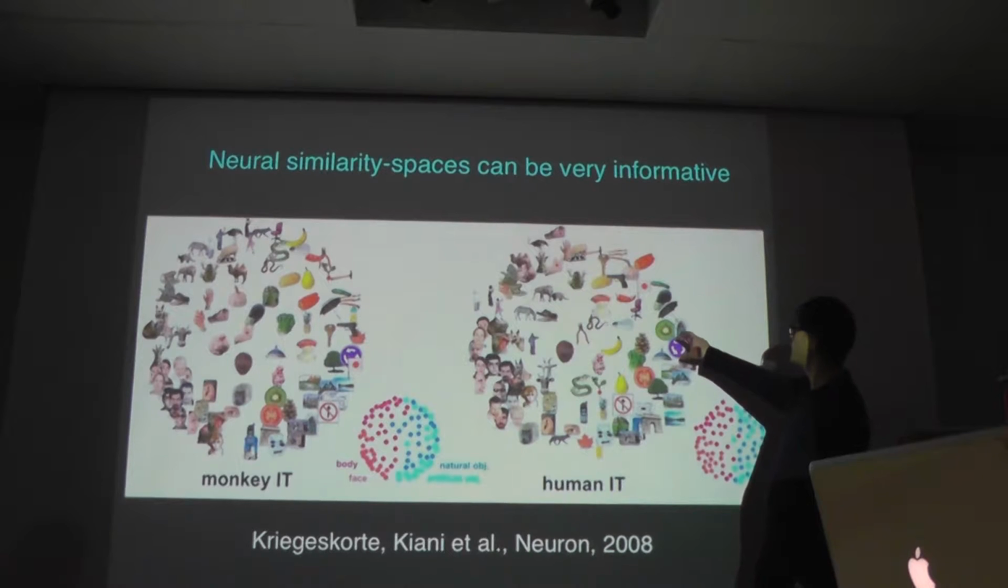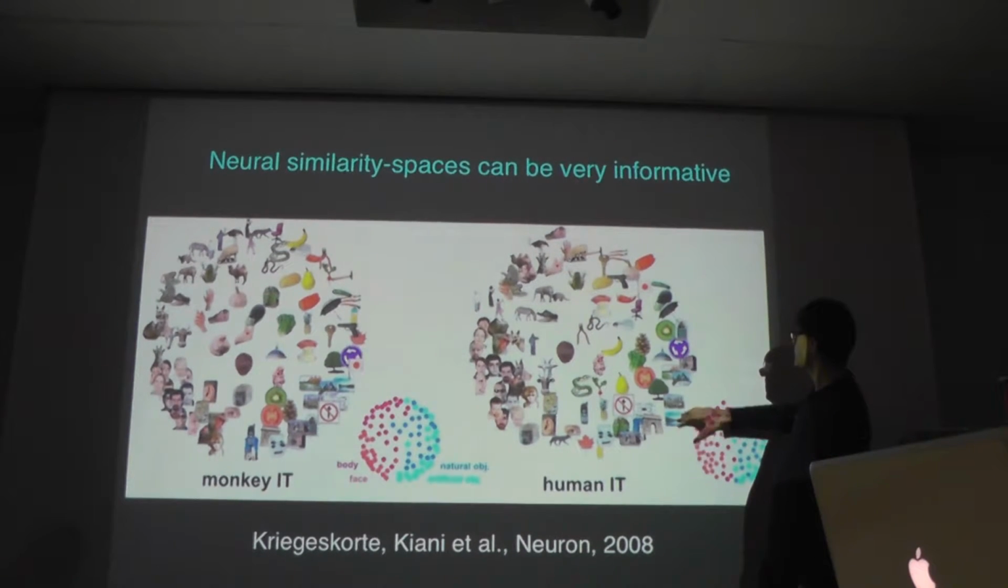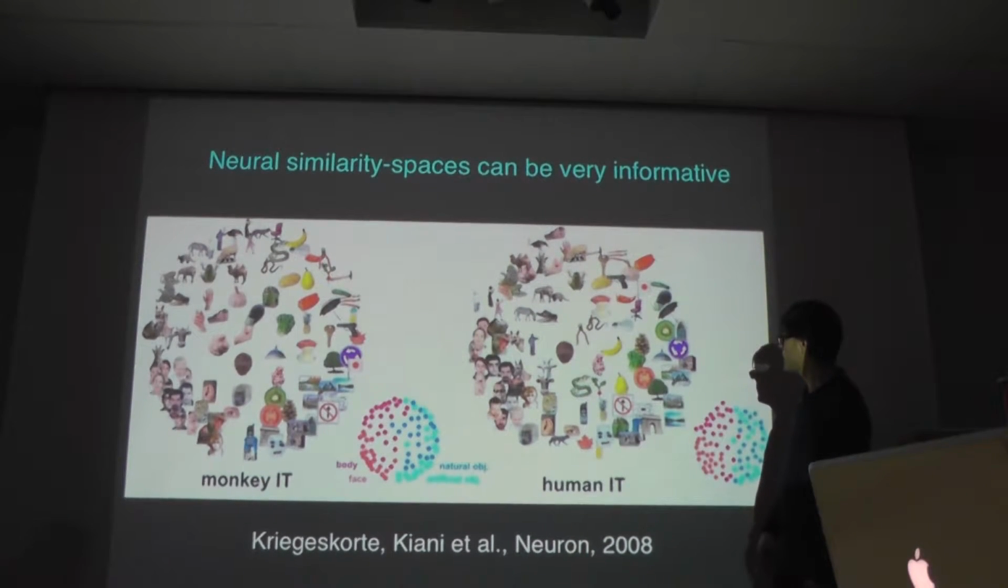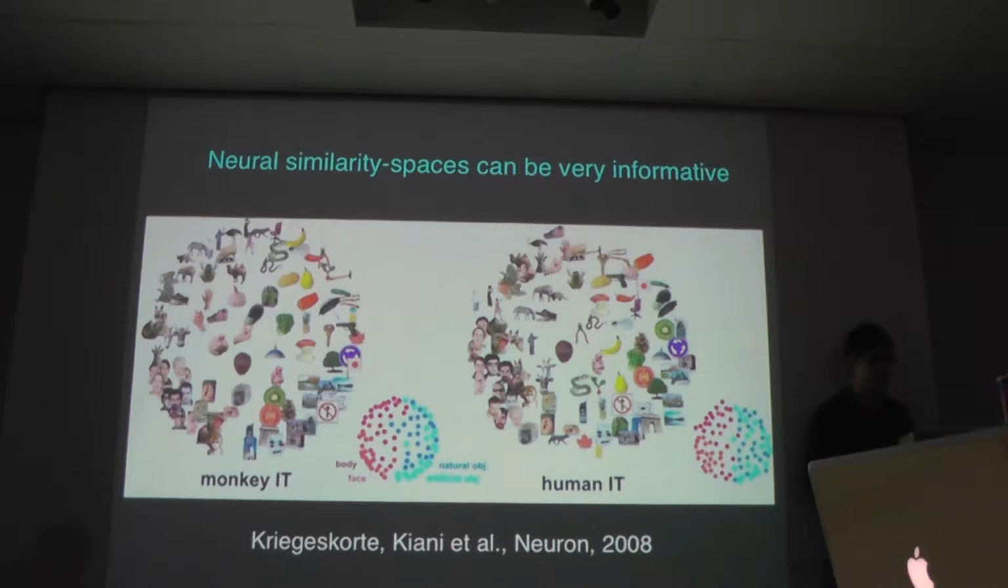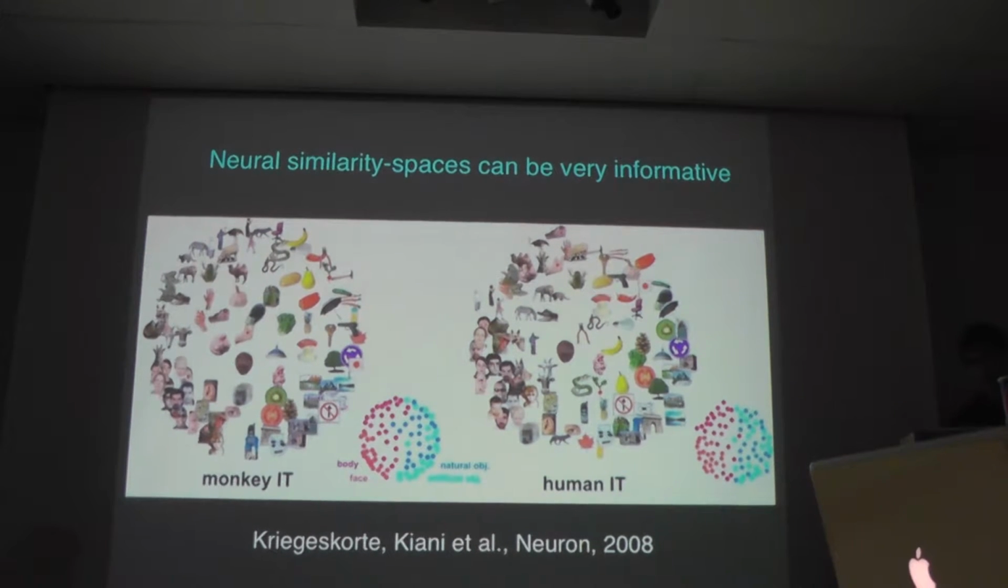Some of them are natural objects like fruit. Some of them are artificial man-made objects like a key or a chair. Some of them are scenes like a picture of a forest with trees in it. So there are all these different types of objects, and they showed them to people, and they showed the exact same pictures to monkeys.